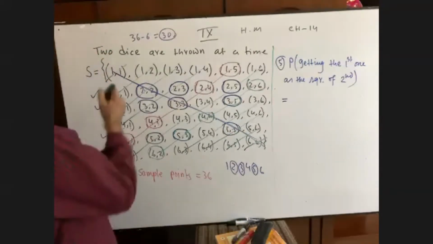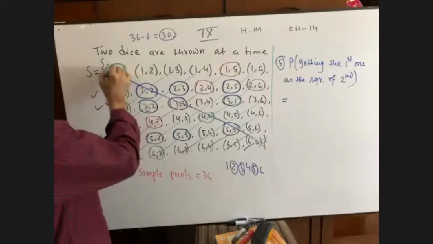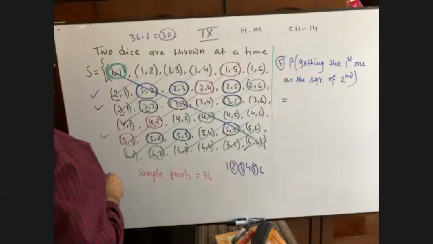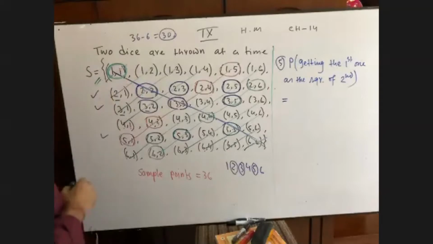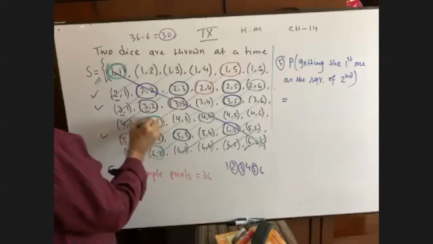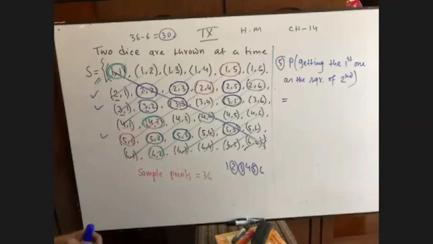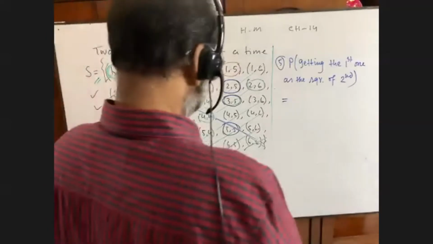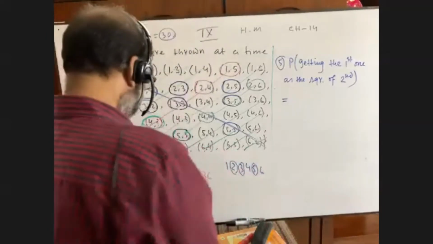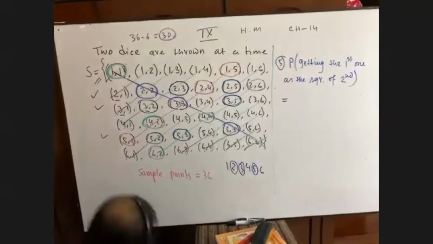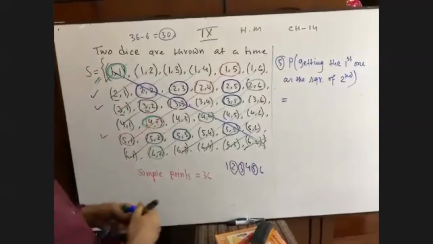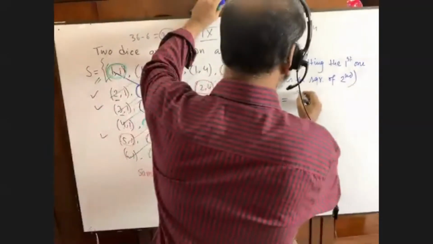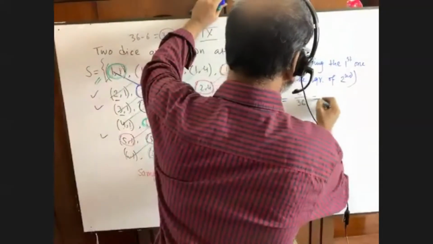You see, a square of 1 is 1. Only this will be carried out. Sir, 4, 2. Right, 2 and 4. No, 4 will be the square of 2. So we have only 2 points, right? 1, 1 and 4, 2. Okay. So we can write our answer 2 by 36 equals 1 by 18.